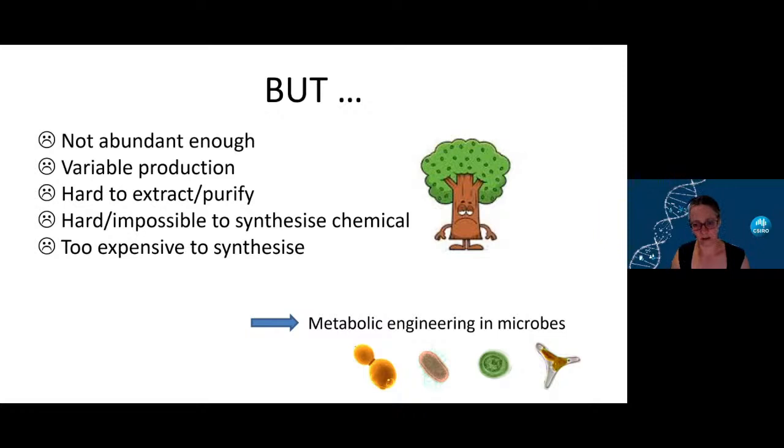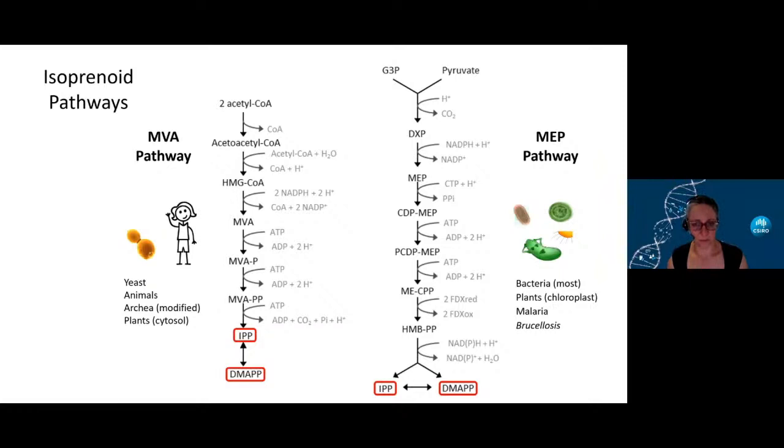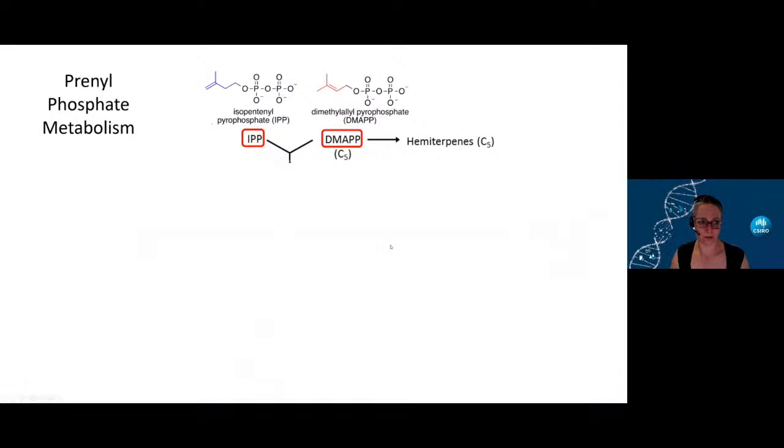So again, I don't need to explain the background here for you. I'm sure that you've come across that we have two different isoprenoid pathways, a mevalonate pathway, which is a sort of eukaryotic pathway, and an MEP pathway, which is more like a prokaryotic pathway, and they both produce isopentenyl pyrophosphate and dimethylallyl pyrophosphate, which are the standard 5-carbon building blocks for all isoprenoids.